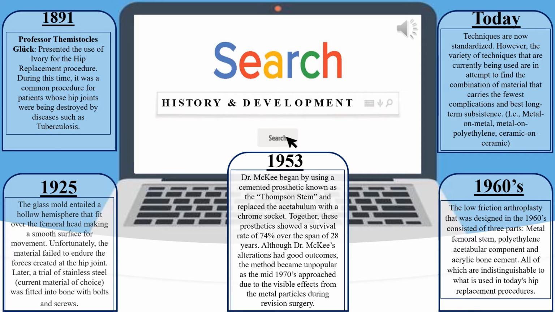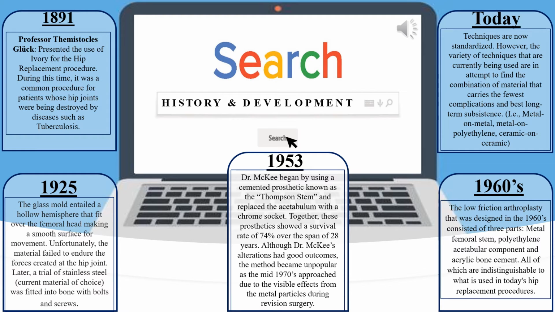In the 1960s, the low-friction arthroplasty that was designed consisted of 3 parts: the metal femoral stem, which was inserted into the actual femur, the polyethylene acetabular component, and the acrylic bone cement, which is used for the socket part of the joint that's connected to our pelvic bone, if you remember, all of which are indistinguishable from what is used in today's hip replacement procedures.